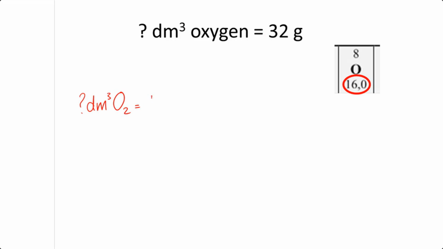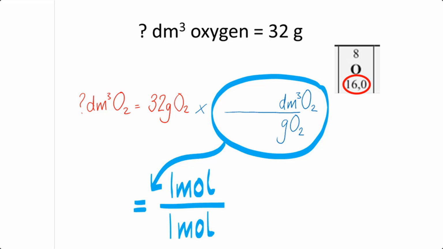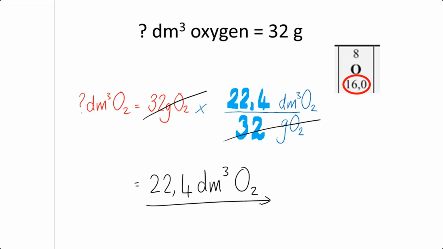How many decimeter cubed of oxygen equals 32 grams of oxygen? We need grams oxygen at the bottom, decimeter cubed oxygen at the top. And both the top and the bottom refer to 1 mole of O2. We know that 1 mole of O2 has a mass of 32 grams, and 1 mole of O2 at STP has a volume of 22,4 decimeter cubed. Do this all on your calculator. Well, you don't even need to, because you see 32 grams O2 cancels out with 32 grams O2, because one thing divided by itself equals 1. And the answer is 22,4 decimeter cubed.